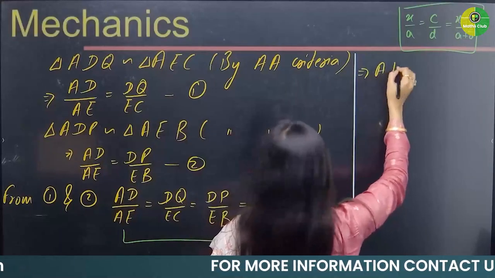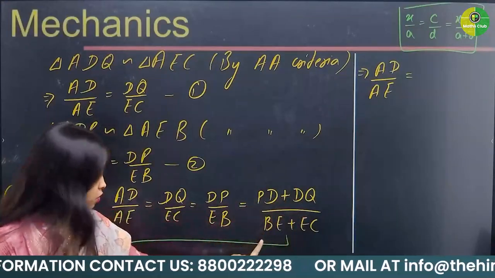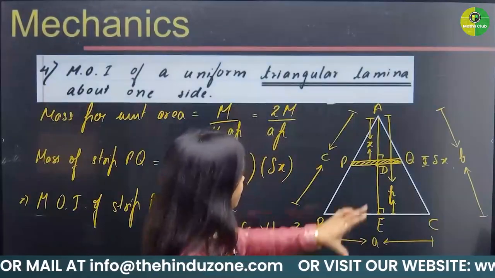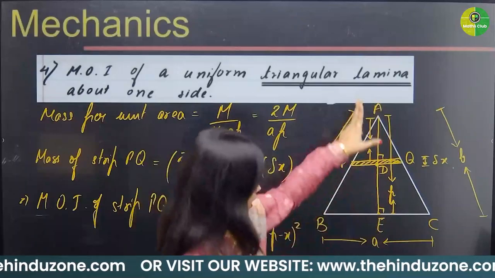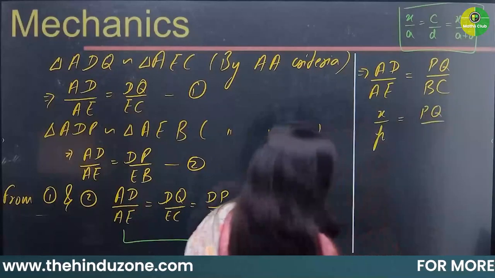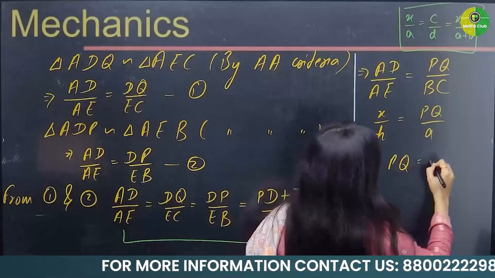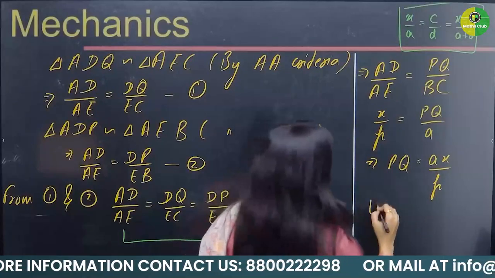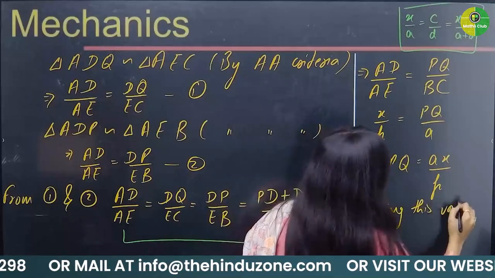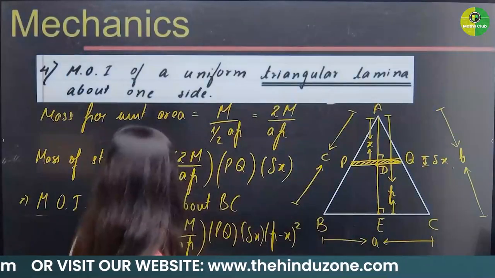AD by AE is equal to, what is this? PD plus DQ, that is PQ, and this is BC. PQ divided by BC. Substitute all the values. AD is X, AE is P. So X by P is equal to PQ divided by, what is BC? A. You have the value of PQ in terms of A, X and P. Using this value of PQ in equation 1.